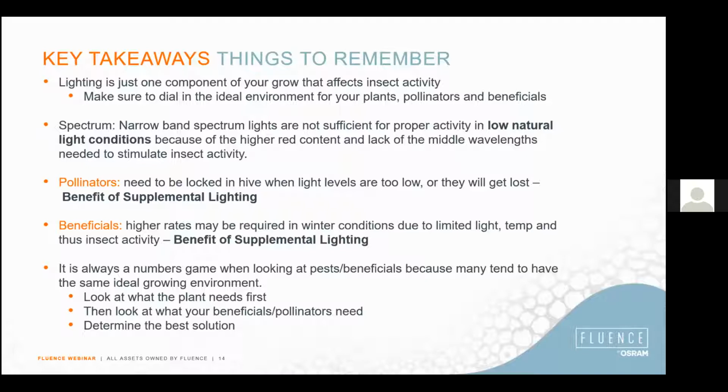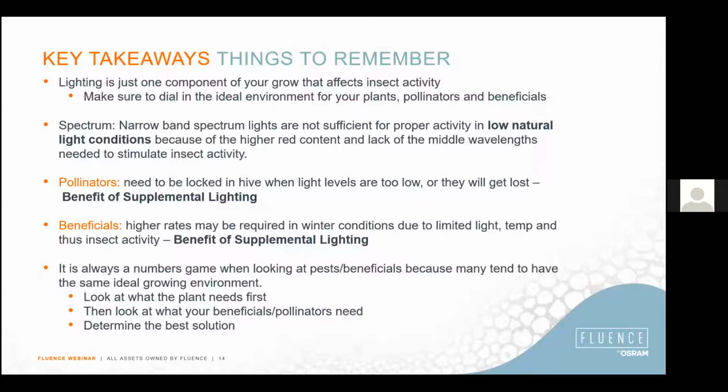Looking at the overview of what we've got here, lighting is just one component of your grow that affects insect activity. We know that. So make sure to dial in the ideal environment for your plants first, and then your pollinators and beneficials. When it comes to spectrum, narrow band spectrum lights are not sufficient for proper activity in low natural light conditions. I'm harping on that because it's really the winter conditions that make the big difference. They're focused on that higher red content and they lack the middle wavelengths that are needed to stimulate insect and pollinator activity in those winter conditions.